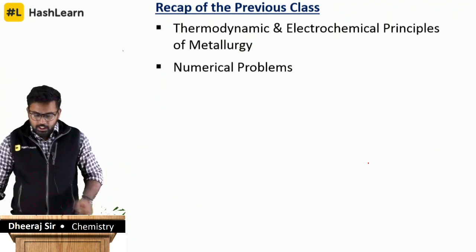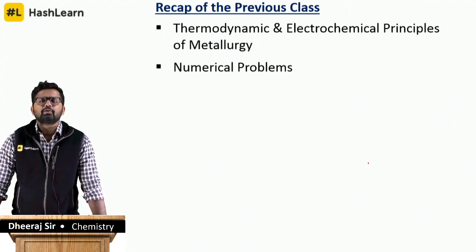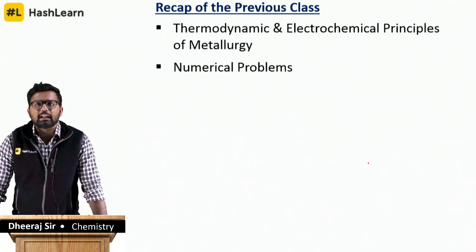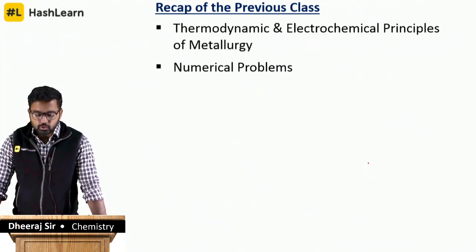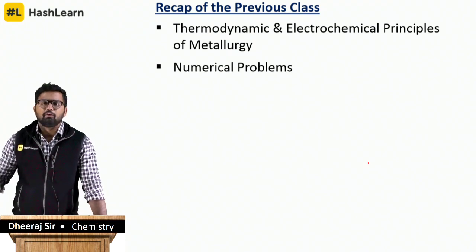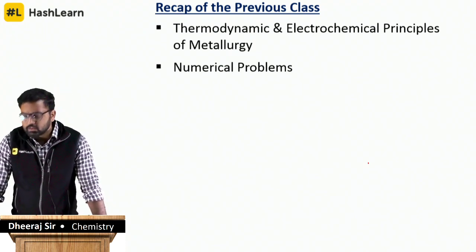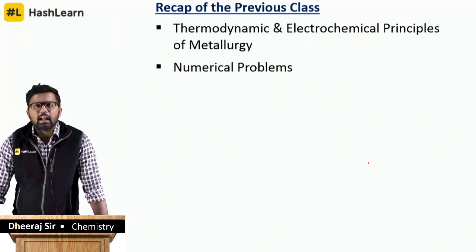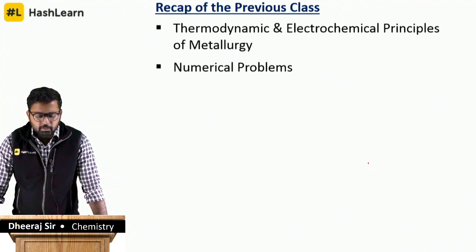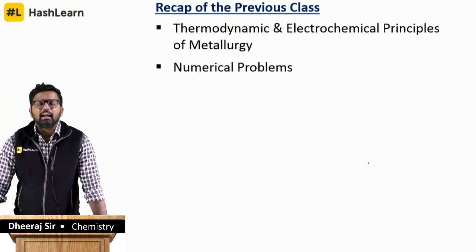We looked at the thermodynamical and electrochemical principles of metallurgy, and I gave you an overview of how the Ellingham diagram needs to be looked at, what the basis of the Ellingham diagram is, and what its applications are. Before that, we solved some numerical problems as well. In today's class also we'll be solving around 8 to 9 problems, and after that I'll give you a brief idea about the metallurgical aspect of iron and aluminium.